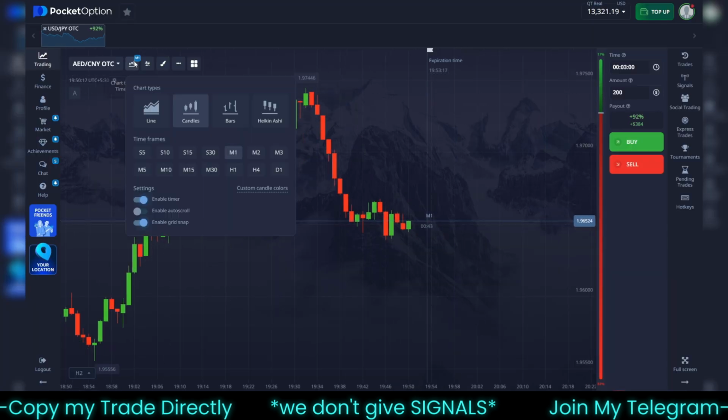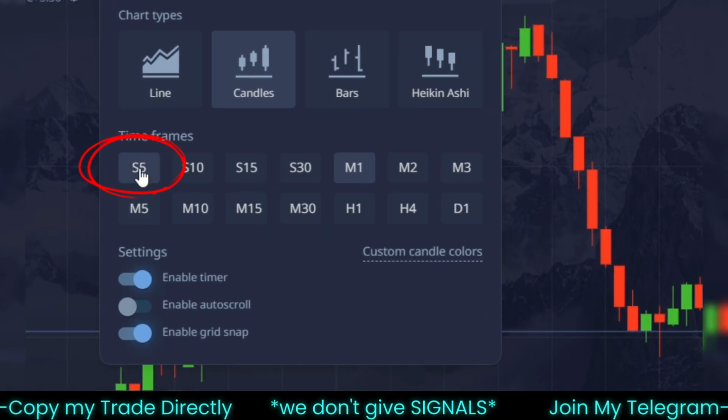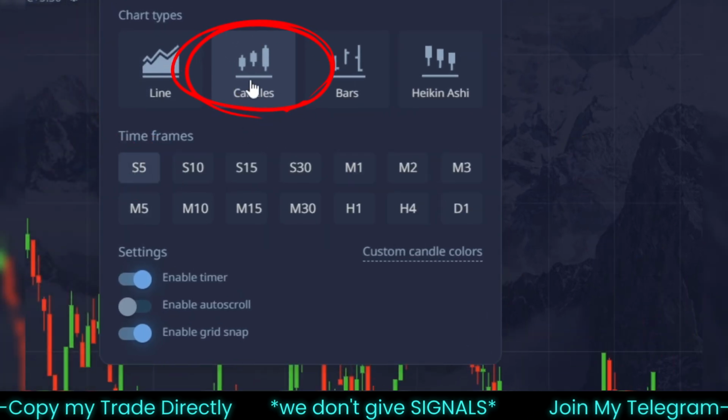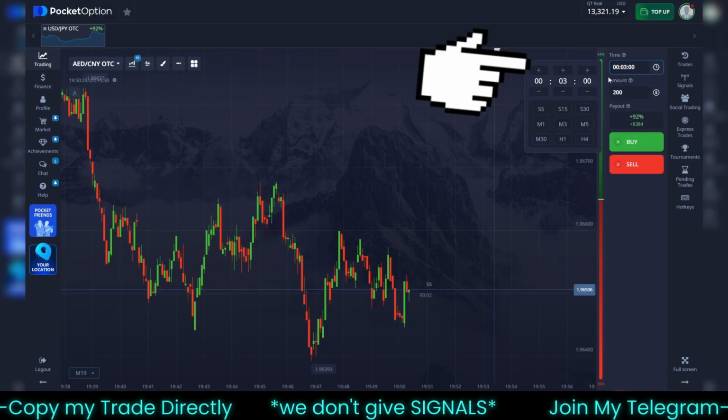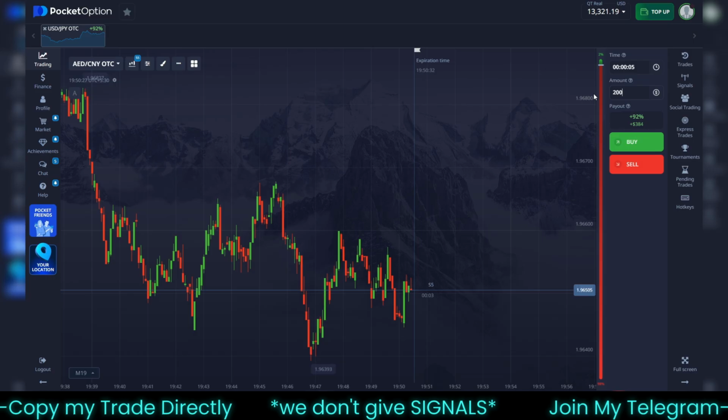First, come to this section and select your candle time frame of 5 seconds and your chart type as candles. Now change your trade expiry time to 5 seconds only. You can mark entries according to your practice risk management.